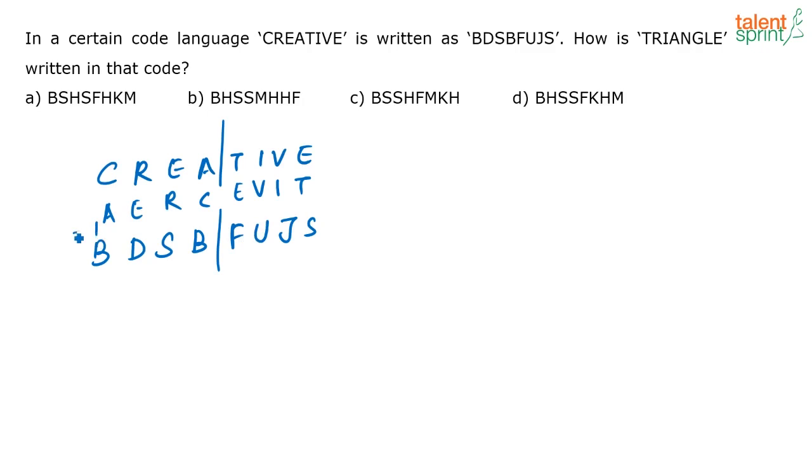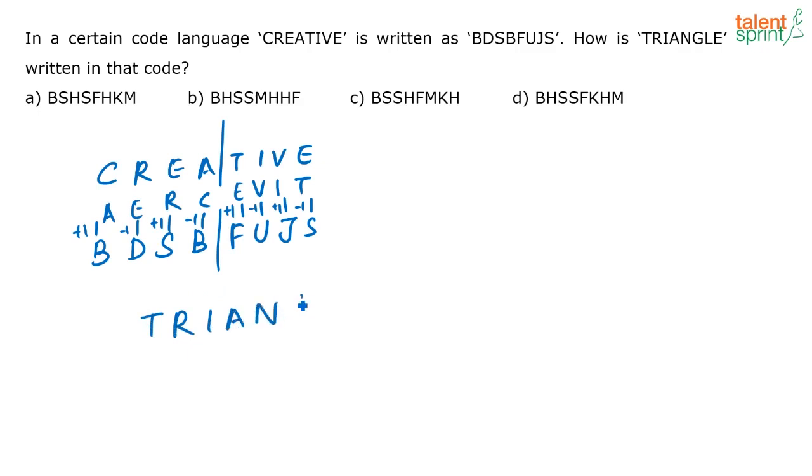Now what do you get? A plus 1 is B, E minus 1 is D, R plus 1 is S, C minus 1 is B. That is plus 1, minus 1, plus 1, minus 1 for the first half. For the next half, again E plus 1, minus 1, plus 1, minus 1. Same pattern. So that is the pattern they have followed: the full word is split into 2 equal parts, each part is written in reverse, and then plus 1 minus 1 is applied alternately. So what is the code for TRIANGLE?